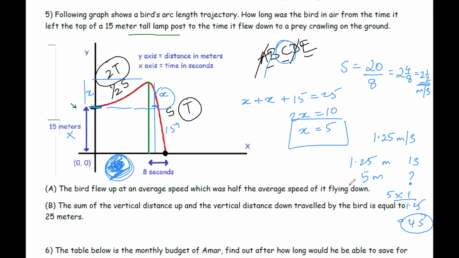So now we know that this is 1.25 meters in 1 second. So 5 meters, how many seconds? 5 by 1.25, it is 4 seconds. So now we know the time the bird was in air from the time it left. So how long was it in air? It was in air for 12 seconds. Okay, so C is the answer.